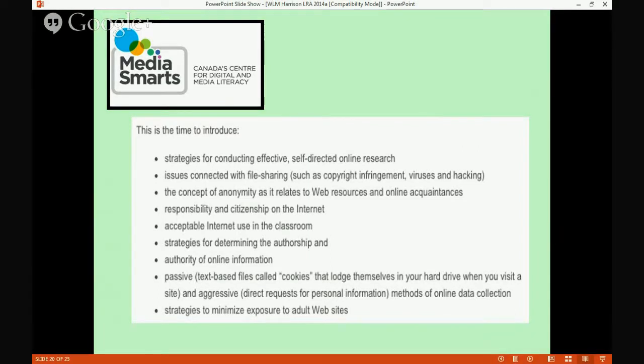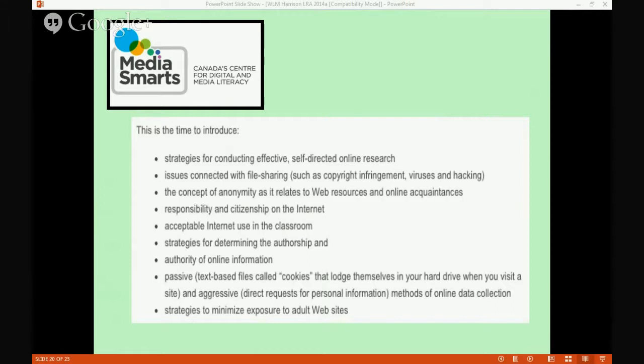a group called Media Smarts, Canada's Centre for Digital and Media Literacy. And clearly you can put the term Media Smarts into Google and go there. I think they've done a really excellent job, certainly excellent preliminary job, in saying in more detail what it is that kids and internet users who include children need to know about. Strategies for conducting self-directed online research. Issues connected with file sharing, sharing information. Yes, copyright infringement is a massive issue, but also unintended sharing of information.